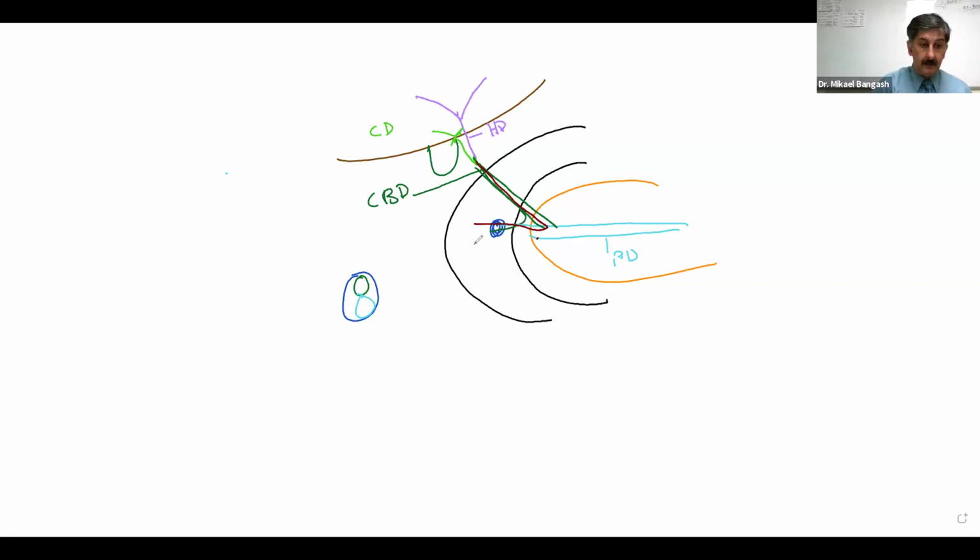In some patients, your common bile duct will enter separately into the duodenum, and your pancreatic duct will enter separately into the duodenum. Did that make any sense? But commonly, what we'll say is the common variation is that, ideally speaking, the common bile duct should enter separately and the pancreatic duct separately.